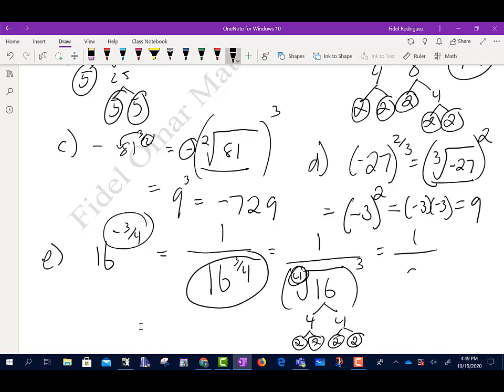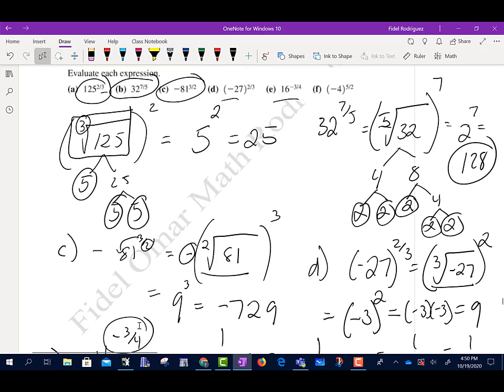So now this is 1 over 2 to the 3rd. Remember what 2 to the third means. It means write it out 3 times, right? 2 times 2 is 4, times 2 is 8. And I think there was one more there, yes.